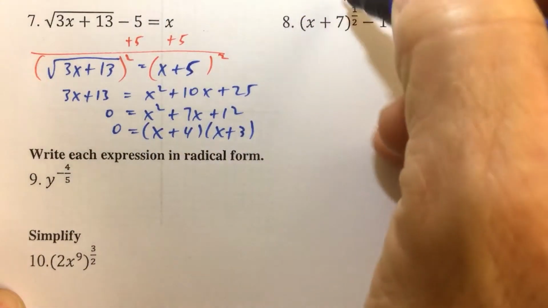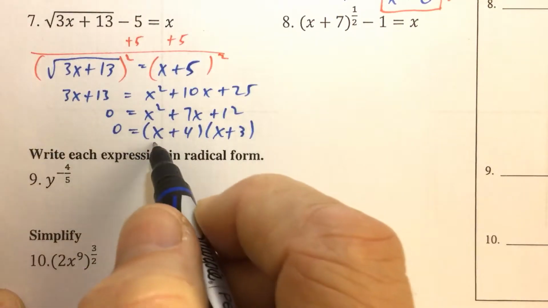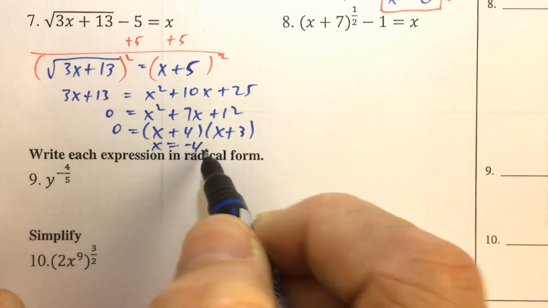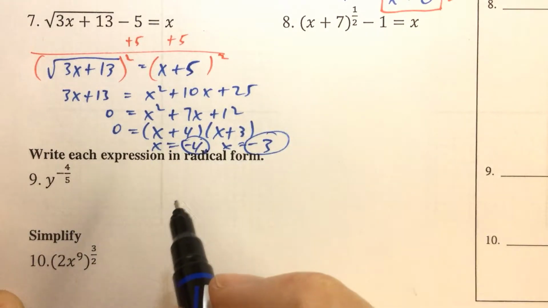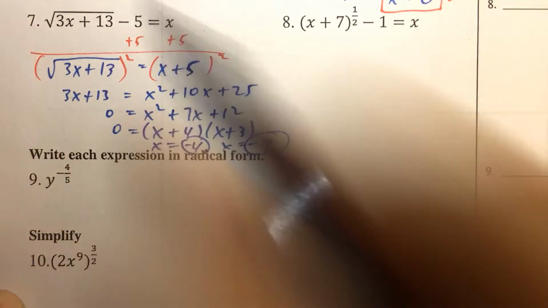I'm going to use some of this space up here. So x equals negative 3 and x equals negative 4. So those are the two numbers we've got so far, but we have to check. And let's check x equals negative 4 first.